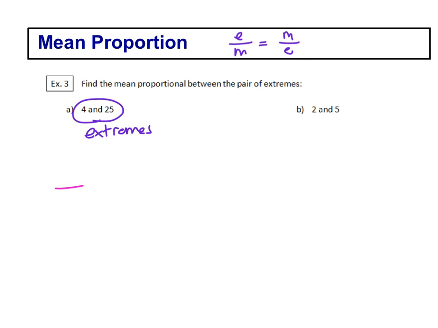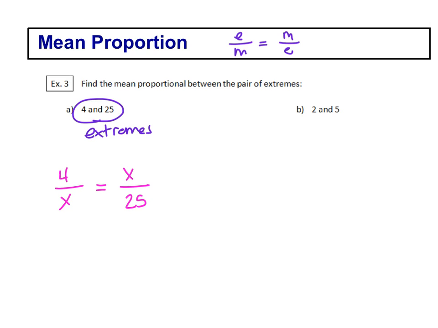So we're going to set up a proportion, and we're going to put the extremes in those two spots, just kind of in order like that. And then we have to find the mean proportional. So we have to find the means. So basically, what are the means? We're going to put an x in for both spots, or both values right there, and we are going to solve for x.